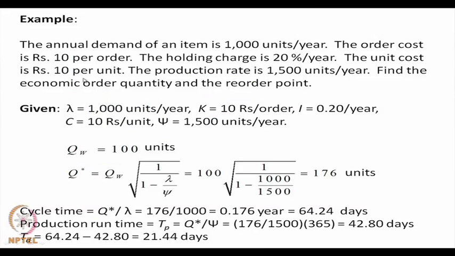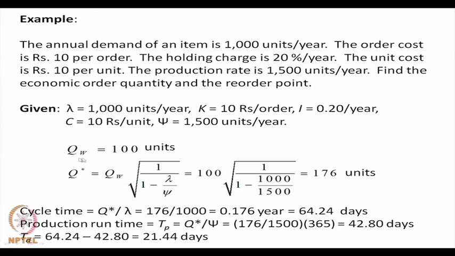We take a similar example as before. The annual demand is 1000 units. The setup cost is 10 rupees, holding charge is 20% per year, the unit cost is rupees 10. Now, we have added the production rate as 1500 units per year. So, this is the same case as before, excepting that the production rate is 1500 units per year.